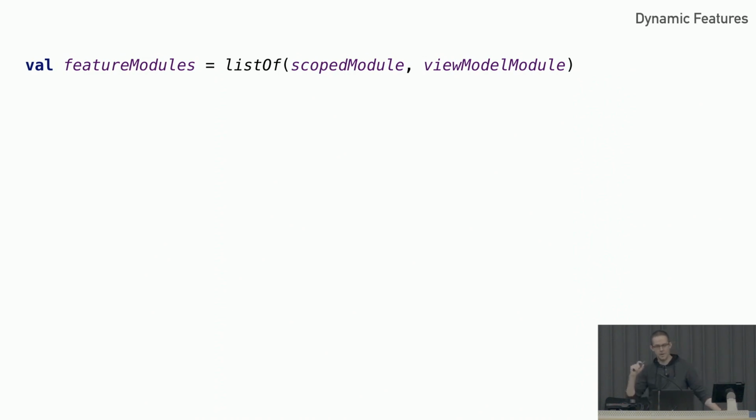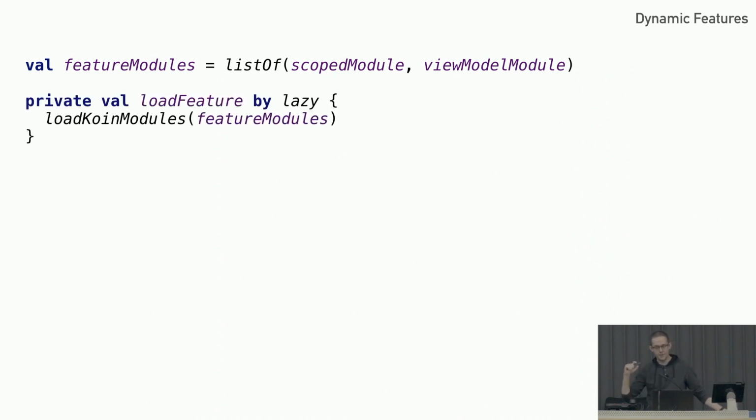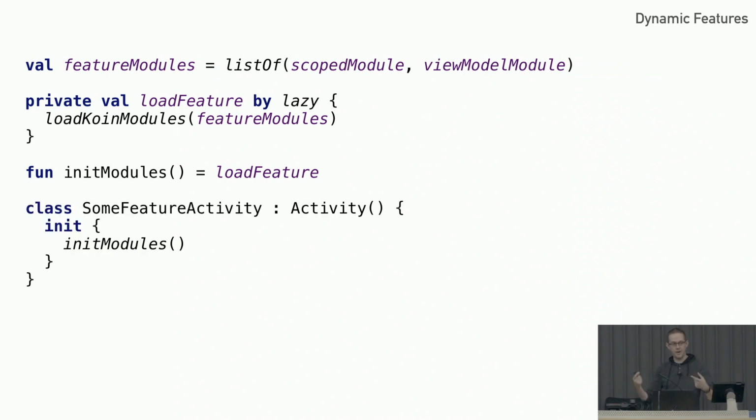So what we do instead is in our dynamic module, we would create a feature modules type property of its own, and then we can create a lazy property within that module, and that lazy property, which now will only be executed once, the lambda will only be executed once, we would call loadKoinModules, and we'd pass in the new modules for that module.